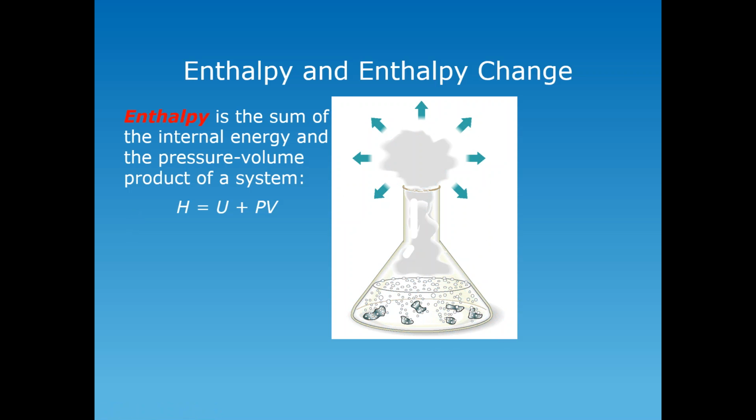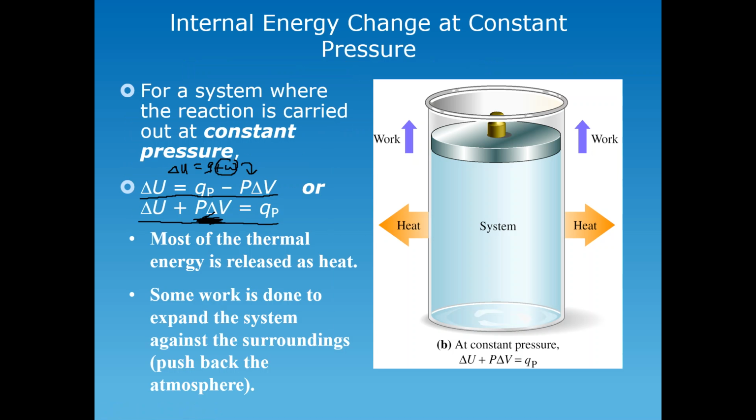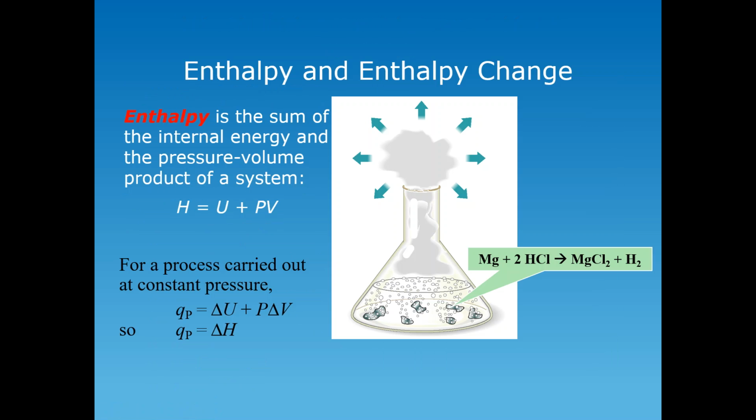And just to give an example, in this slide, we have a reaction of magnesium plus hydrochloric acid to give magnesium chloride and hydrogen. And hydrogen is a gas which, as we all know, like any other gas, will expand against the surroundings, right? So what we're talking about here would apply to a system such as this.